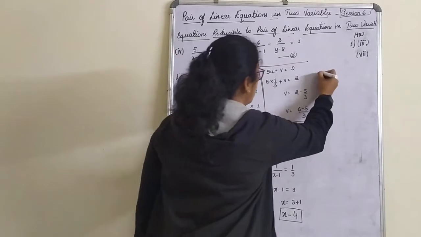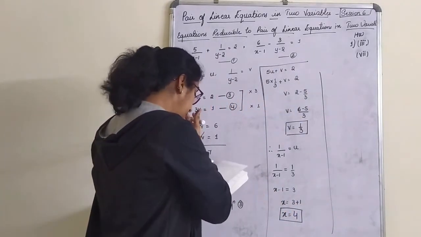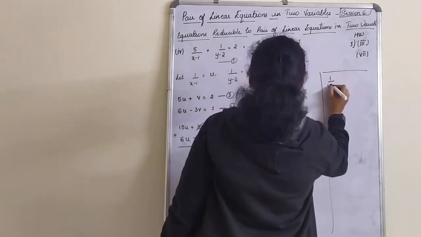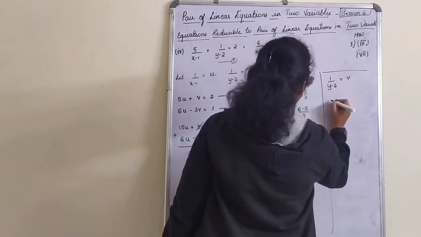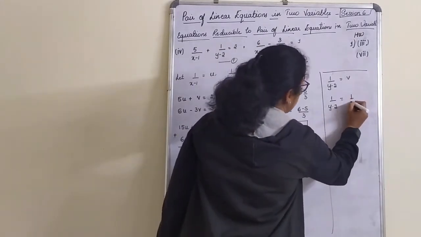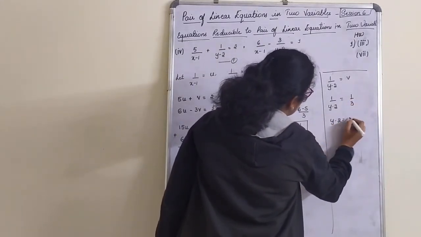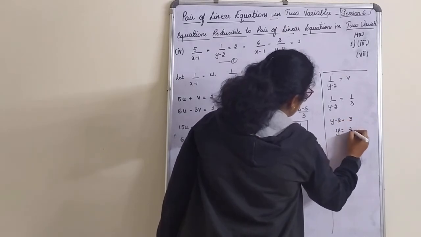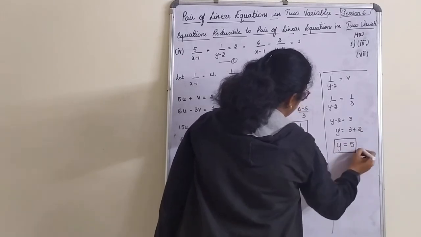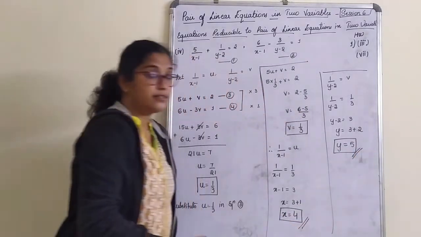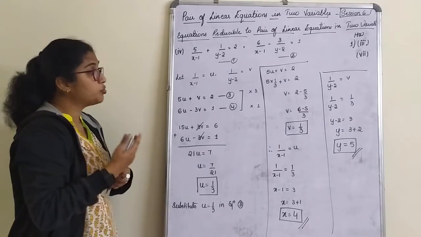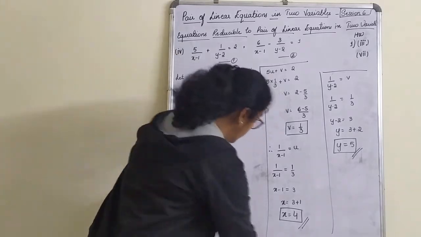Okay. Next, what value do we have to find? We have to find y. 1 upon y minus 2 is equal to v, which is also equal to 1 by 3. y minus 2 is equal to 3. y is equal to 3 plus 2, and y is equal to 5. x is equal to 4 and y is equal to 5. We are getting it actually very easily. The only thing you should know is how to start and substitute the given values.